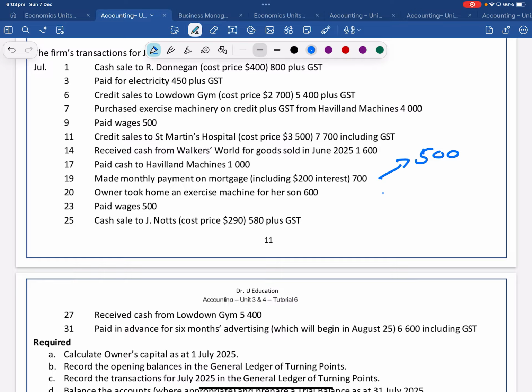So if you are doing the double entry, what's the double entry? Bank credit. Bank is credited 700, because this is one transaction. Then where do you debit? Mortgage and interest. Mortgage how much? 500. Interest is debited 200. Good. So this is mortgage and this one interest.